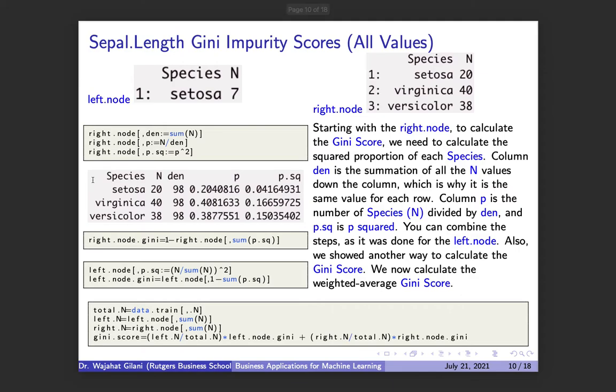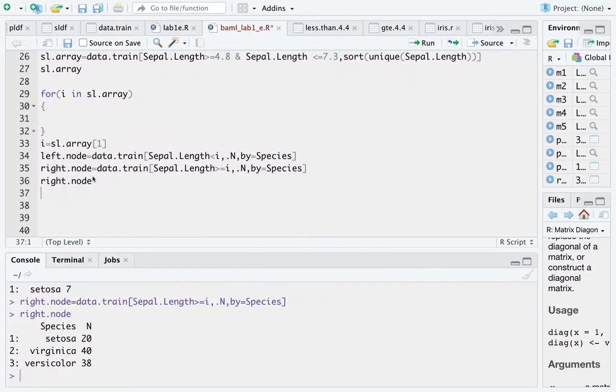Now what must we do? Now we have to calculate the Gini scores for each side and then get the weighted average score. All right? So how do we do that? Again, it's quite easy. Very, very straightforward.